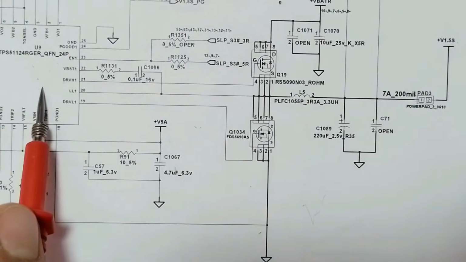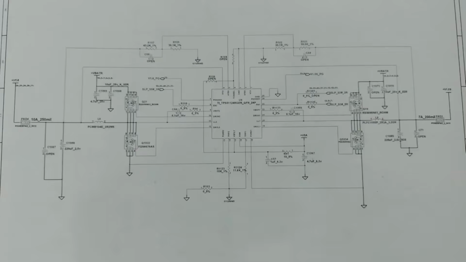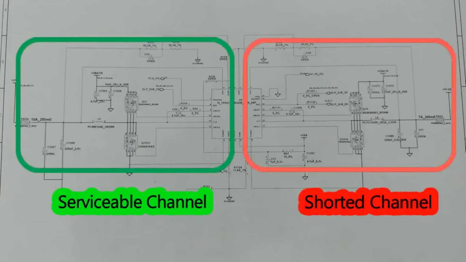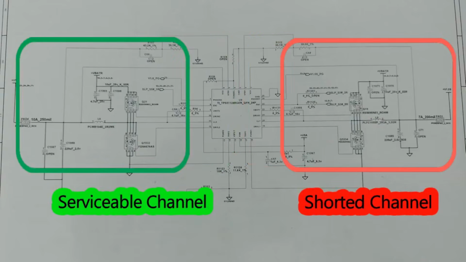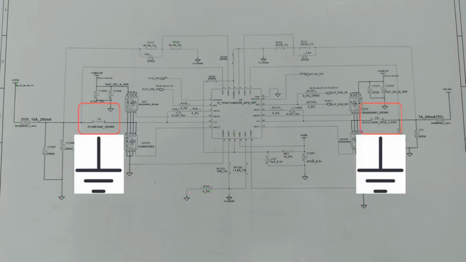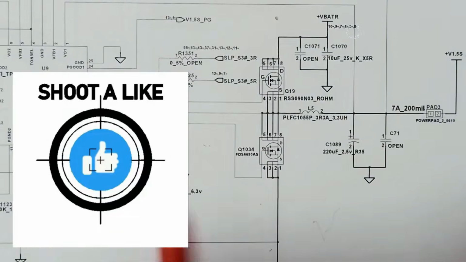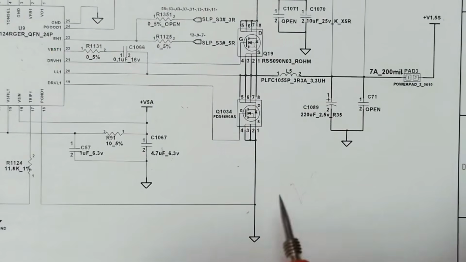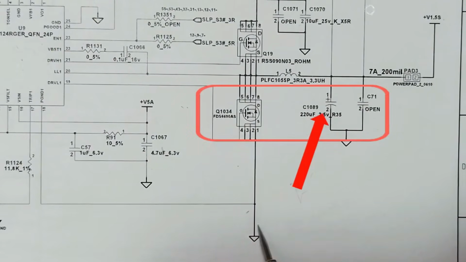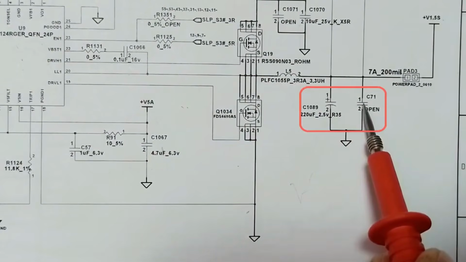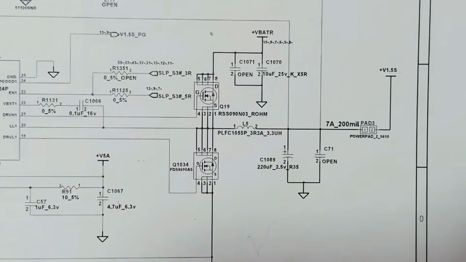But we get the short circuit in just one channel here, not in the other. It means this IC could not be shorted, because if it were shorted, both channels would be shorted, meaning both inductors would be connected to the ground. So the IC is not the shorted component. The shorted component could be the MOSFET or these two capacitors.